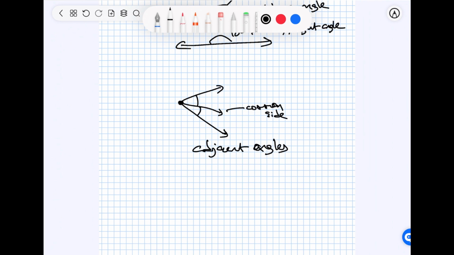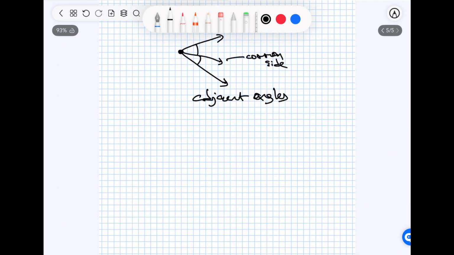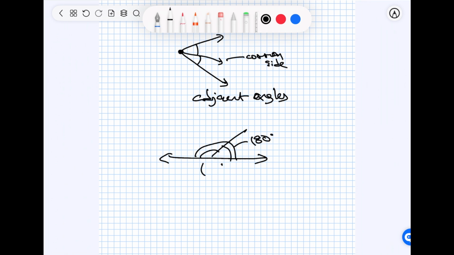When 2 angles form a straight line, their measures add up to 180 degrees. These are called supplementary angles. For example, something like this. These 2 angles are both formed with the same line. And so the sum of this entire angle will be 180 degrees, making these 2 angles, this one and this one, supplementary. This is one of the most important relationships in geometry and will come up constantly later in the course.